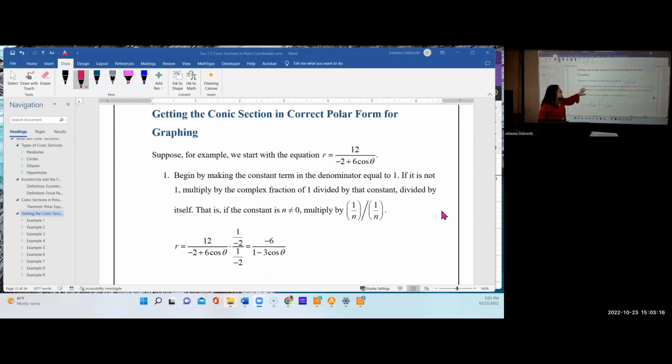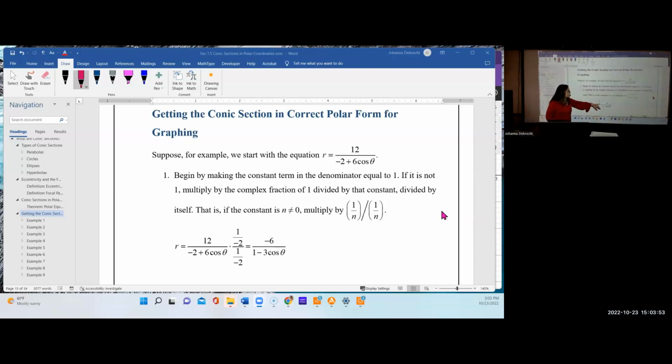So the first thing to notice is we want to make that constant term in the denominator a positive 1. If it's not a positive 1, then you need to multiply by the reciprocal of it divided by itself. So for example, if it's a -2, you need to multiply by 1 over -2 times 1 over -2. We need to get rid of that -2 and make it a positive 1. So you'll see here I multiplied by the reciprocal, 1 over -2 divided by itself, 1 over -2. This makes it just 1, so I'm not changing it, I'm changing the way it looks.